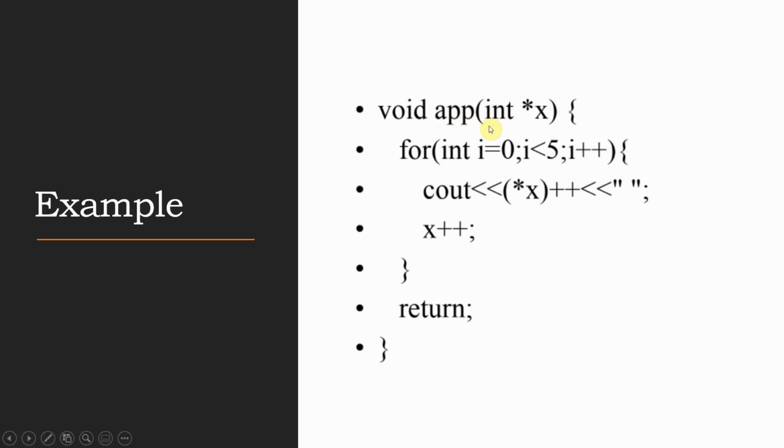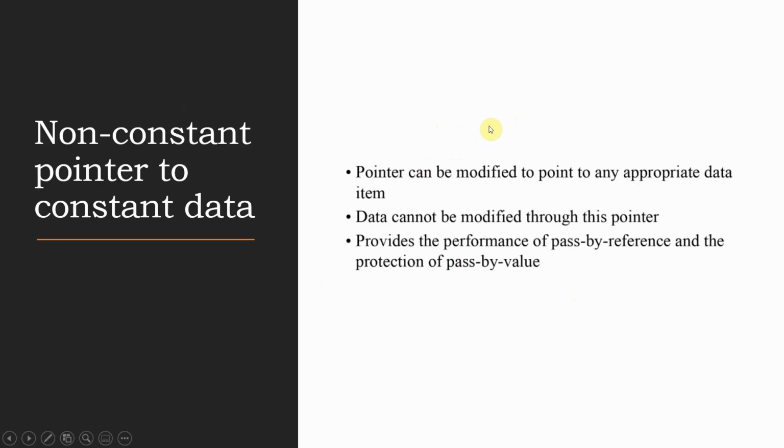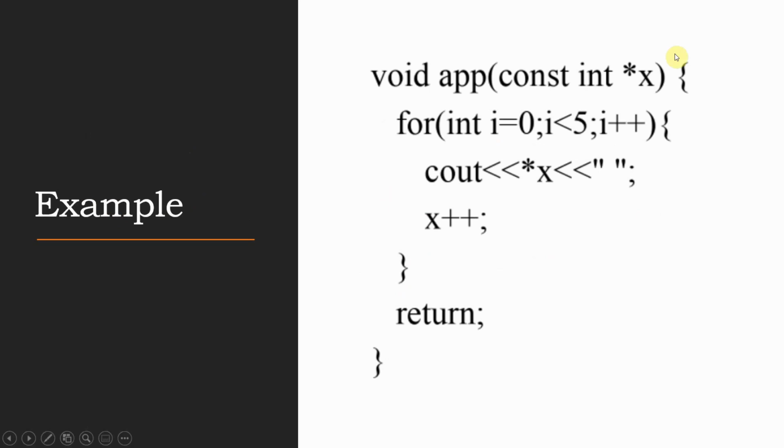And next, non-constant pointer to constant data. Here the pointer can be modified to point to any appropriate data item because the pointer is not constant and the data is constant, so data cannot be modified through this pointer. It provides the performance of pass by reference and the protection of pass by value. In this example, you are seeing const int. So I use the const qualifier before int. It means that I am keeping the data constant.